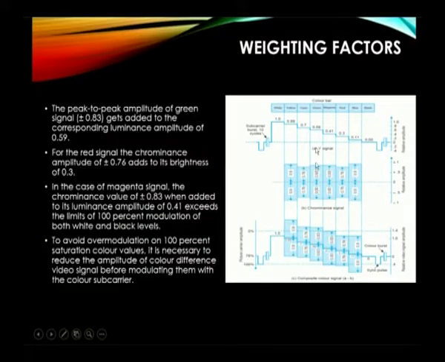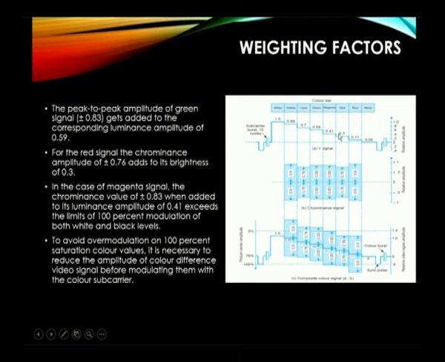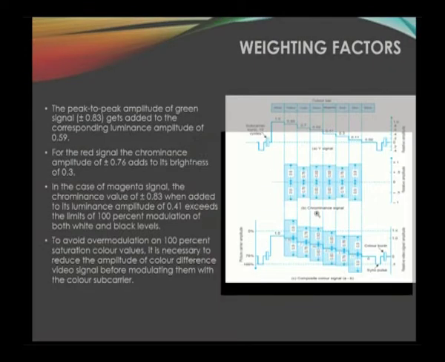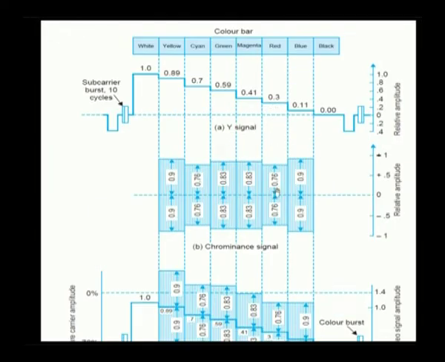After modulating with the subcarrier frequency, we get a resultant chrominance signal of 0.83 for the green signal. For the red signal, the chrominance amplitude will be 0.76. The 0.76 will be the amplitude of the red signal that we get after modulation. This adds to its weightage of 0.3. So the red will have Y information, 0.3 being the Y factor, from Y equal to 0.3 R plus 0.59 G plus 0.11 B. With the red we have the coefficient 0.3, which will be added to the 0.76. So both 0.76 and 0.3 appear in the chrominance signal. I will show this clearly here: we get 0.3 in the Y and 0.76 in the chrominance signal.